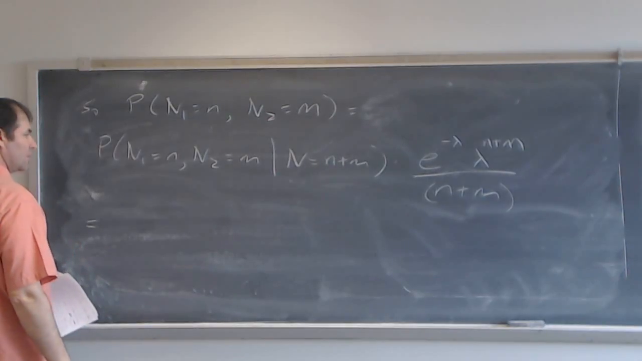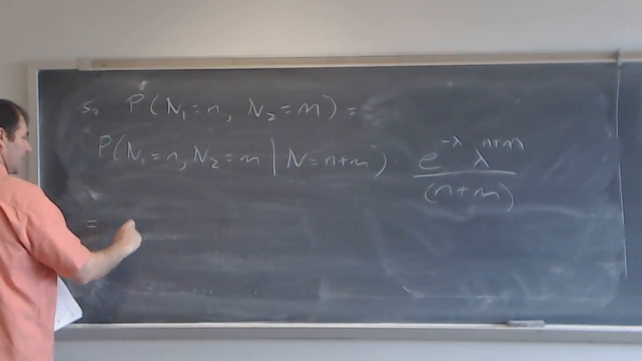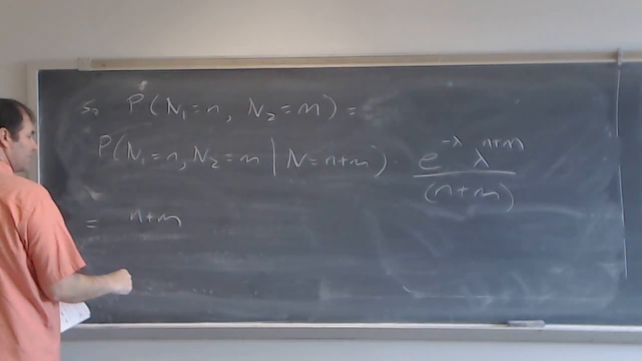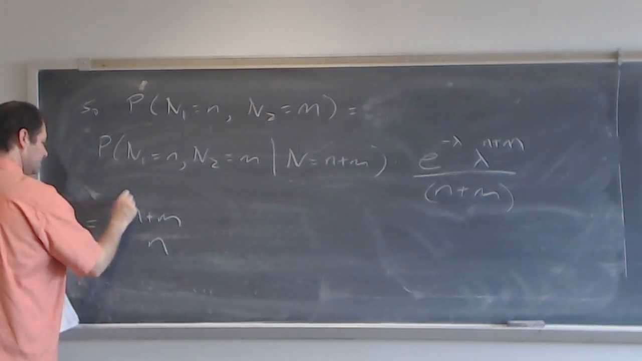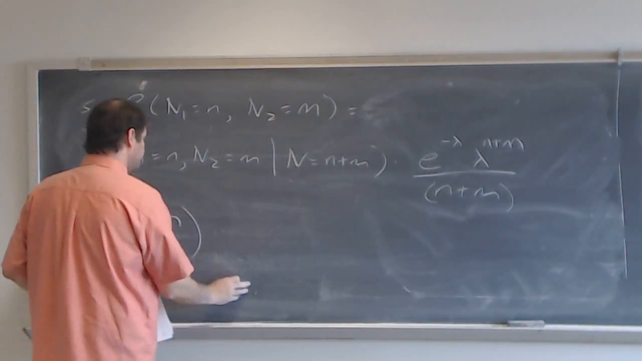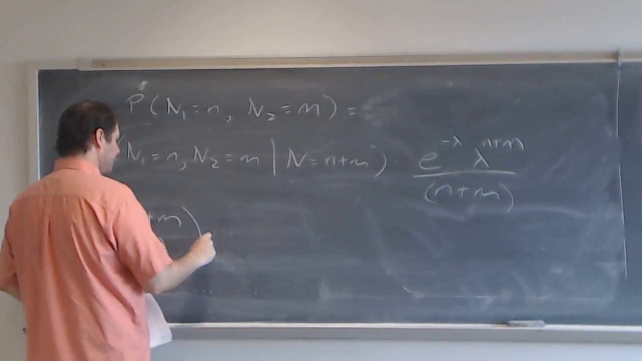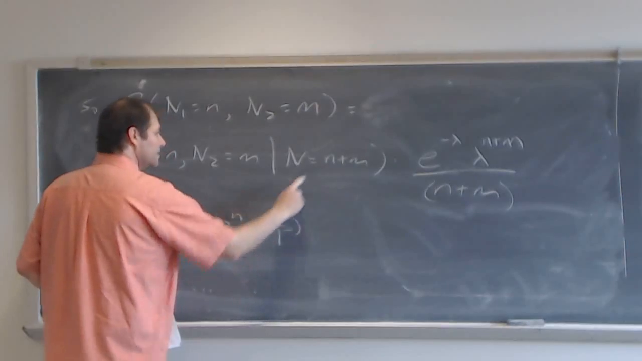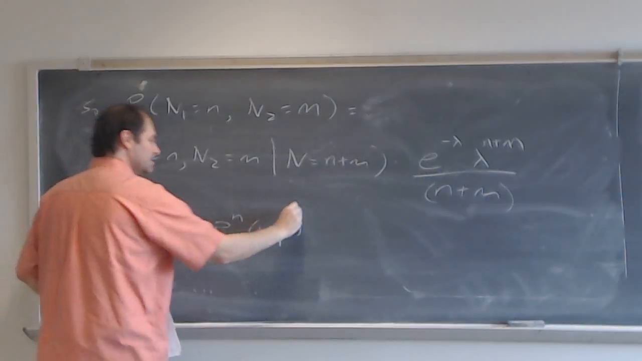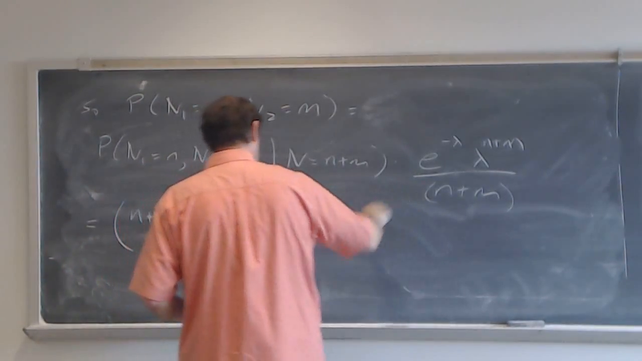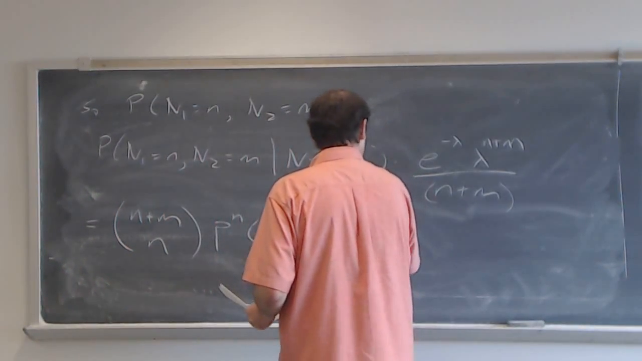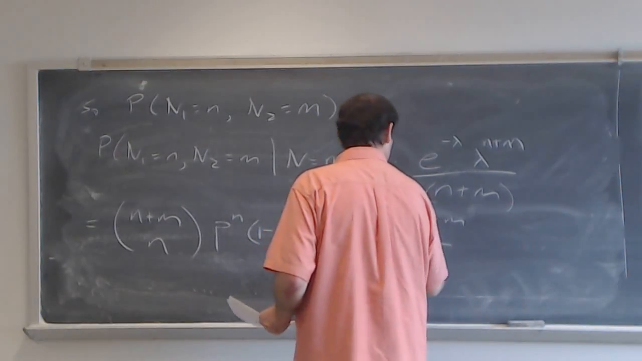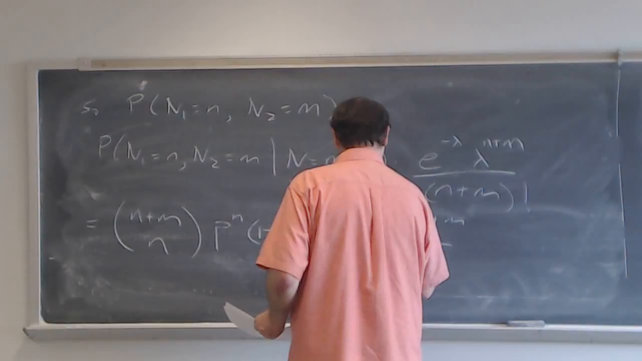We think of it like a binomial random variable. So here, our answer is n plus m, so it's the PMF: binomial, n plus m choose n, times p to the n, 1 minus p to the n plus m minus n, so that's just the m, and then times e to the minus lambda, lambda to the n plus m over n plus m factorial.